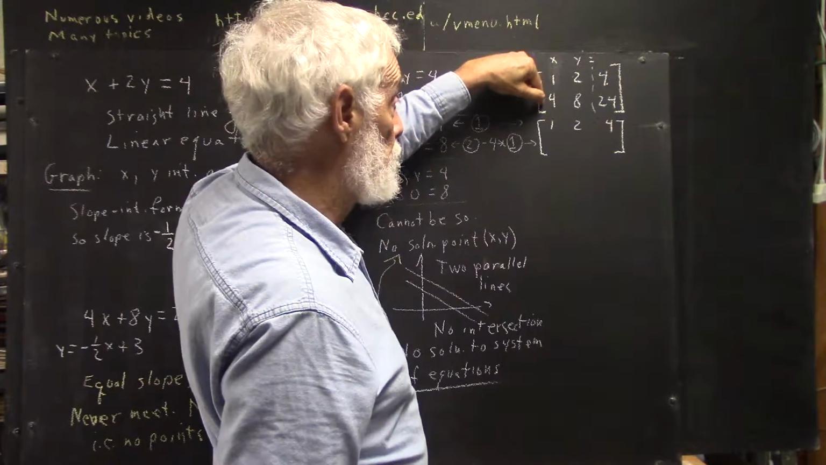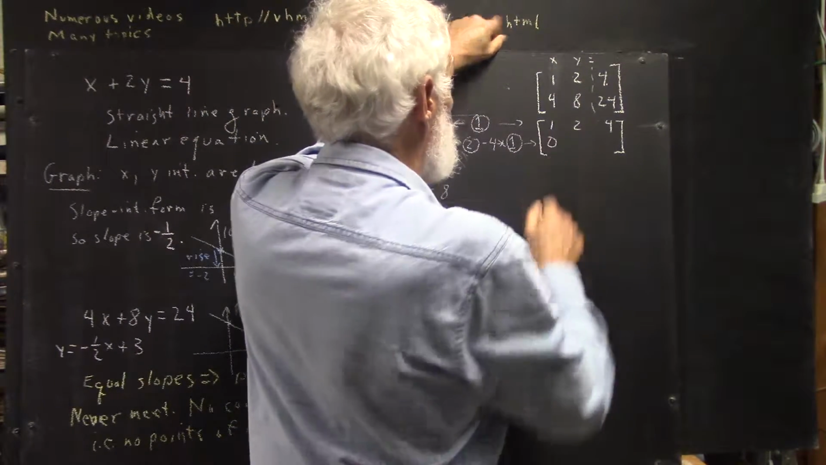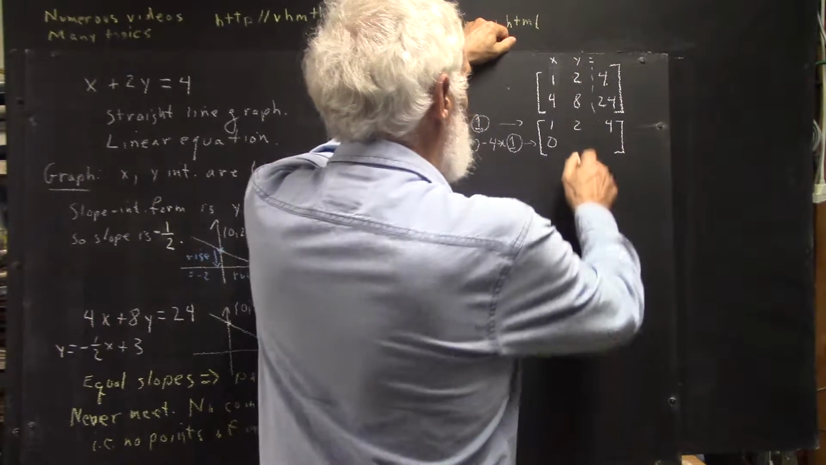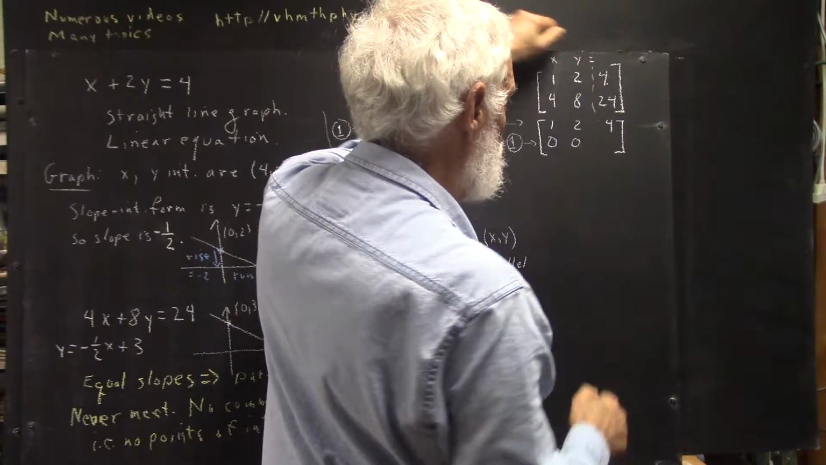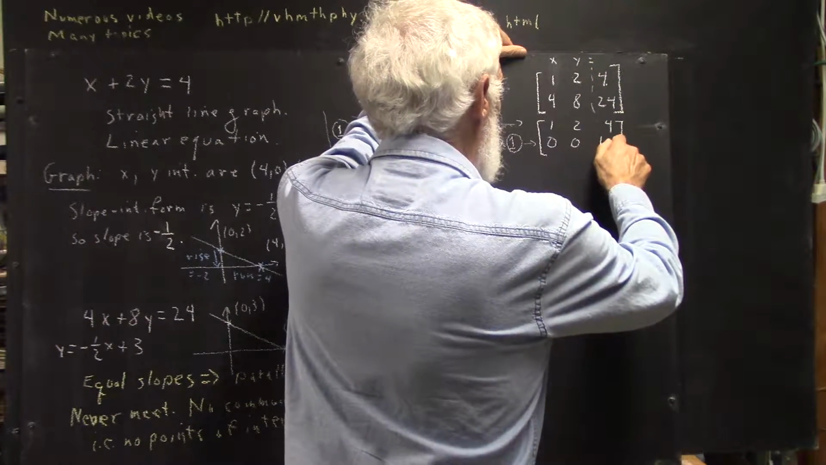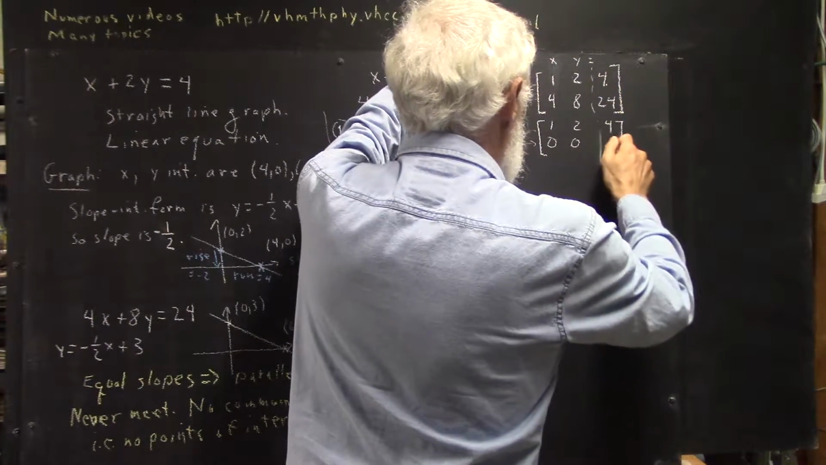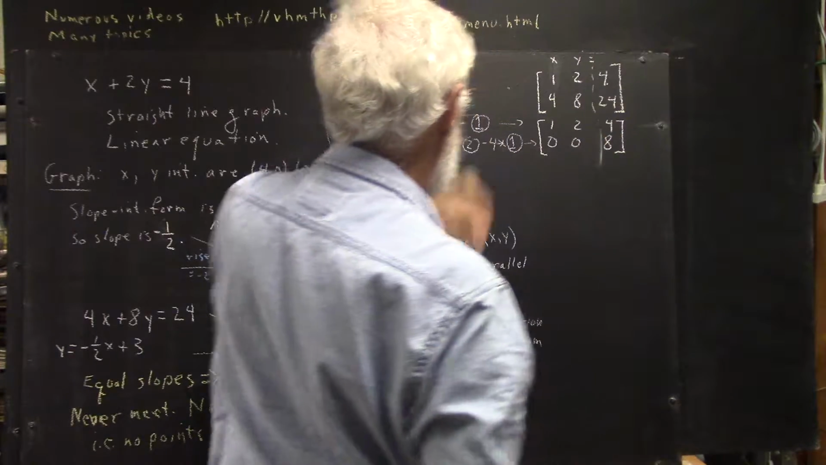Negative 4 times 1 is negative 4, add to 4, we get 0. Negative 4 times 2 is negative 8, add to 8, we get 0. Negative 4 times 4 is negative 16, add to 24. Then we get not 16, but 8. Okay?